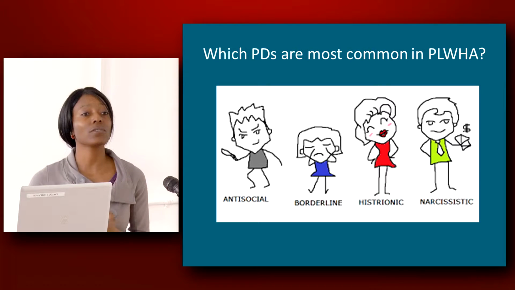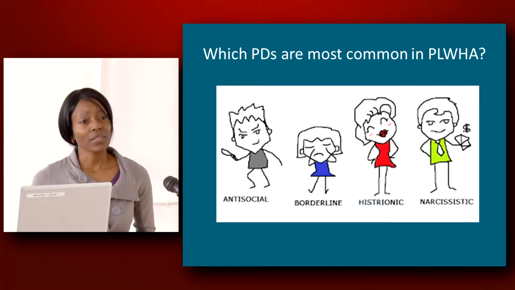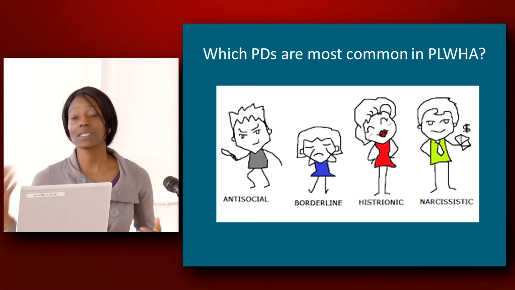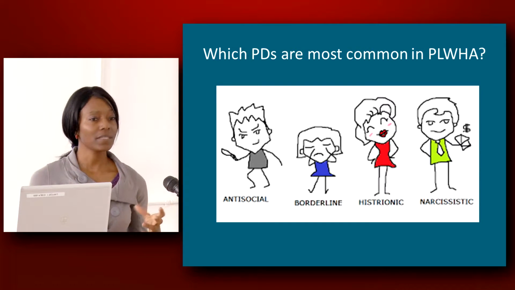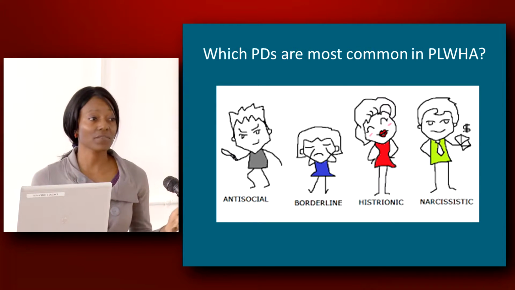So you have the antisocial, who frequently commits crimes or engages in very asocial behavior. The person with borderline personality disorder, who self-soothes by using substances, by being sexually promiscuous. The histrionic personality disorder, who's very seductive and needs to be the center of attention and therefore will do whatever they need to do to remain the center of attention.